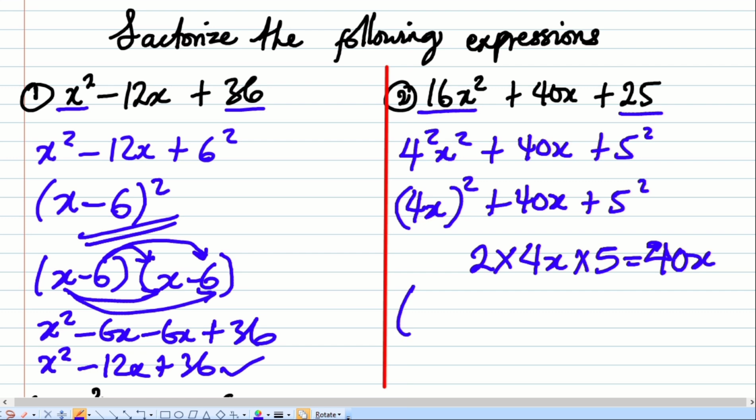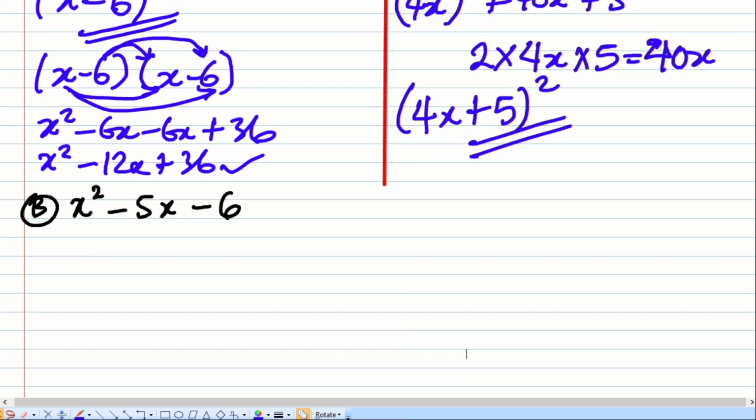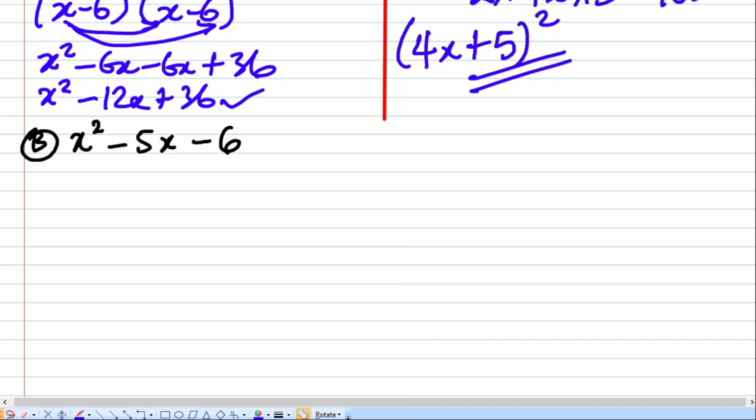So we can easily factorize by taking the first term. This is positive, so we're going to take positive this time. The first term plus the last term, all squared, and then that is the answer. So let's go further. Now see the next question.